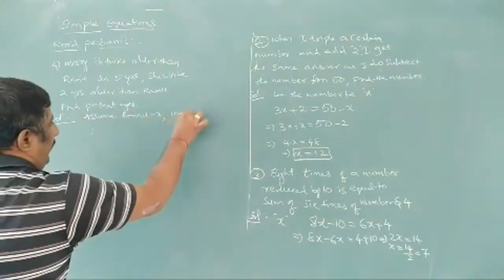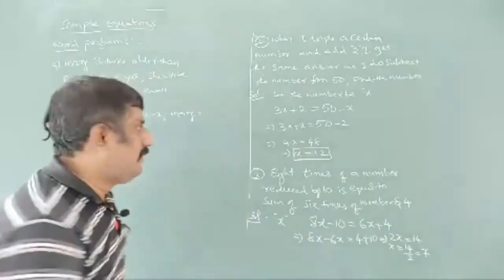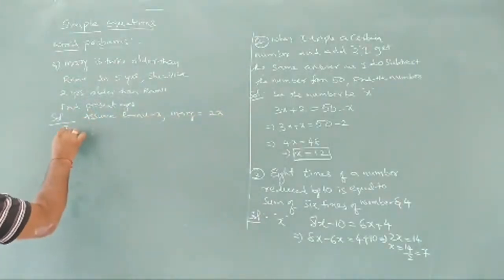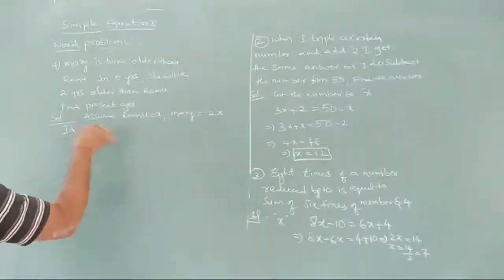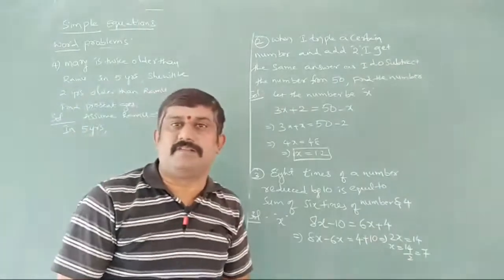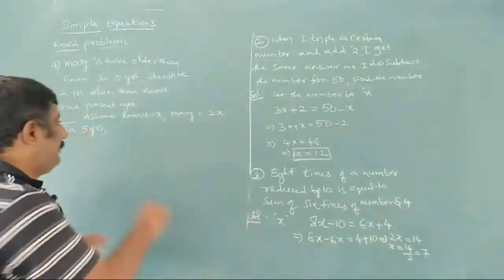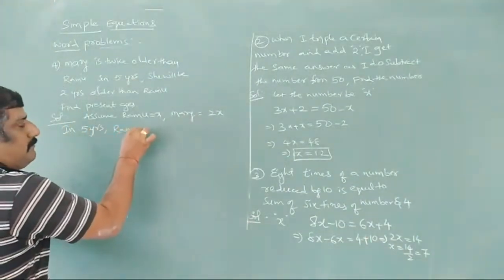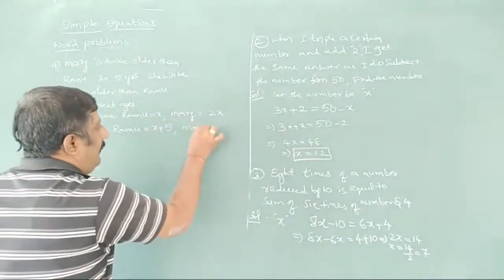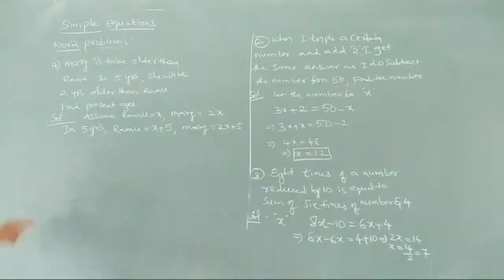Then what about Mary? She will be twice older than Ramu. Twice means how many times? 2 times. So simply it is going to be 2x. In 5 years means after 5 years. After 5 years, each age will be grown up 5 years. So Ramu will be x plus 5 and Mary will be 2x plus 5. Now what is given?